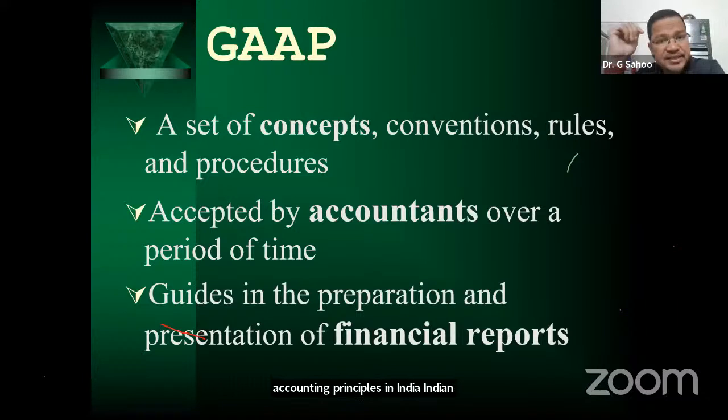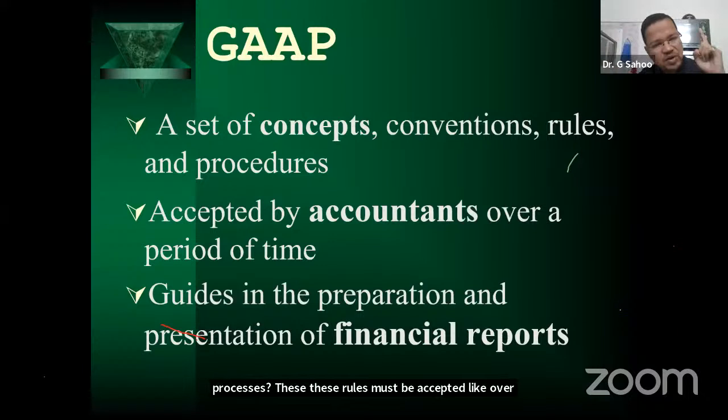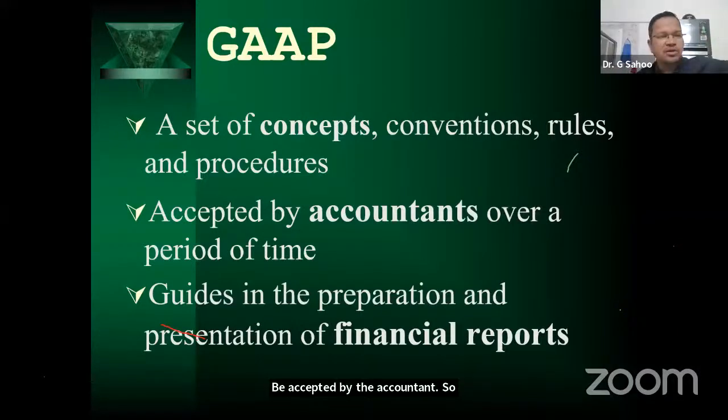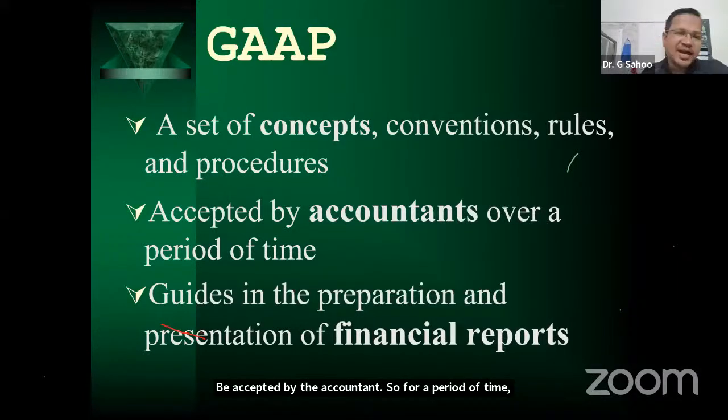So what is GAAP actually? A set of concepts, conventions, rules, and procedures. And these procedures and rules must be accepted by the accountants over a period of time. Why accountants? Because accountants are the professionals who prepare the books of accounts. So it must be accepted by the accountants over a period of time. If you are maintaining the books of accounts of any business concern, that means you must be treated as an accountant.